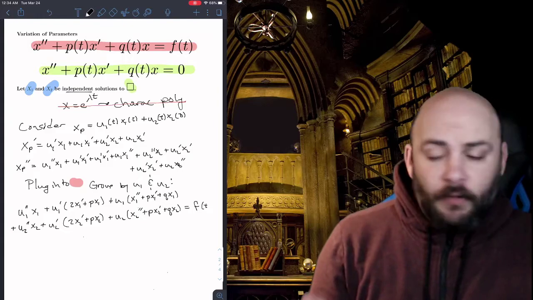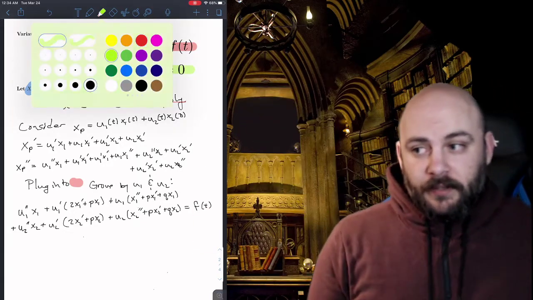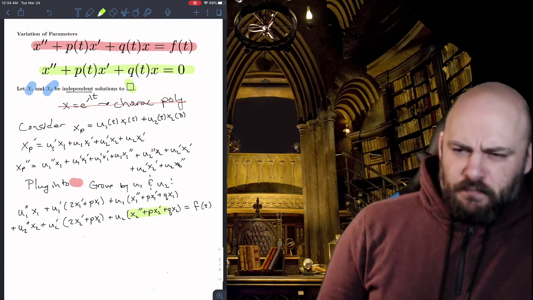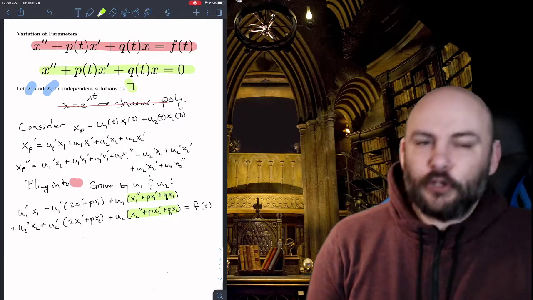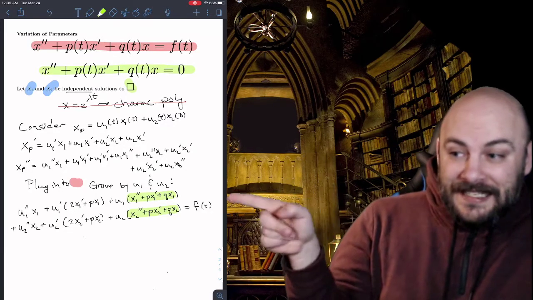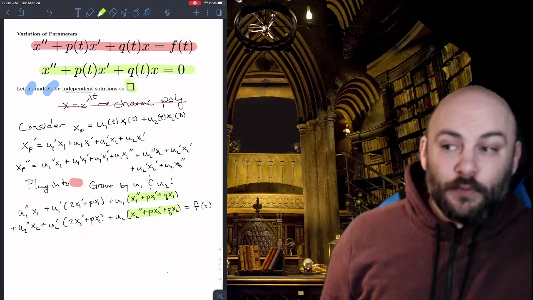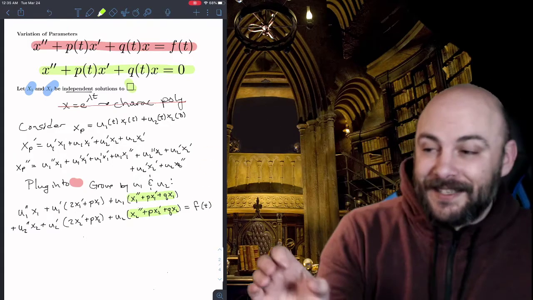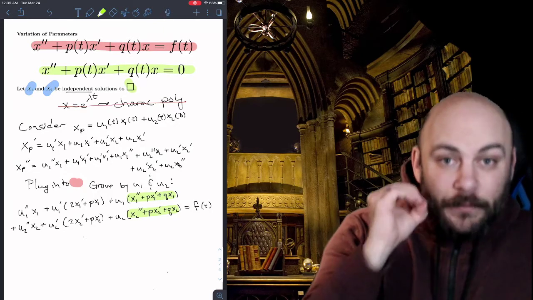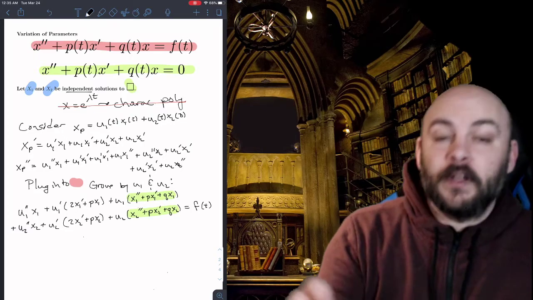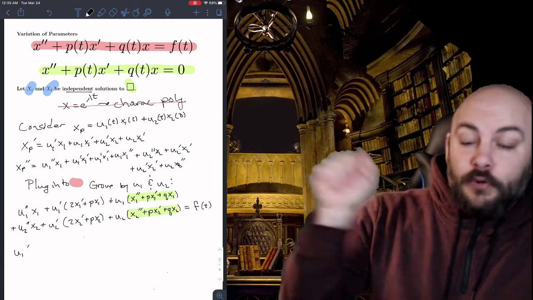Cool. When you got all those things written down, all of that has to equal f of t because we plugged it into the red equation. Okay, so this is pretty awesome. Look at those parts that I'm highlighting in green. Look familiar? Those are the exact same form as the homogeneous equation that we assumed x1 and x2 were solutions of. So because of that, those two terms that I highlighted in green are zero. That equals zero because x1 and x2 solve the associated homogeneous problem. All right, so those two terms go away.